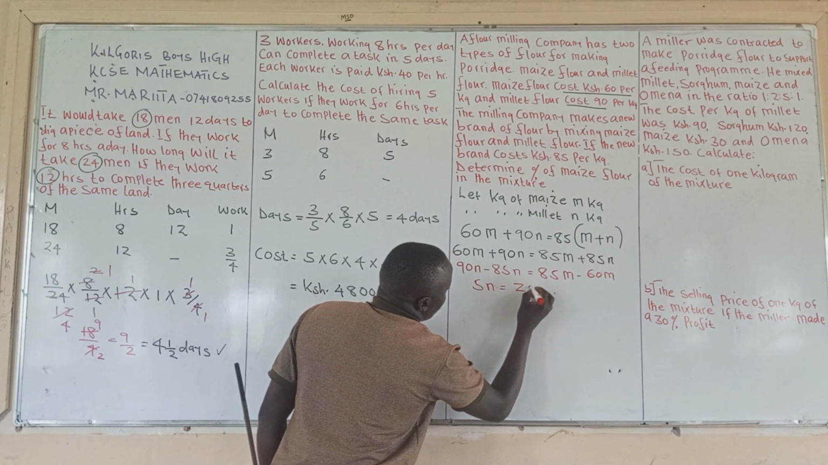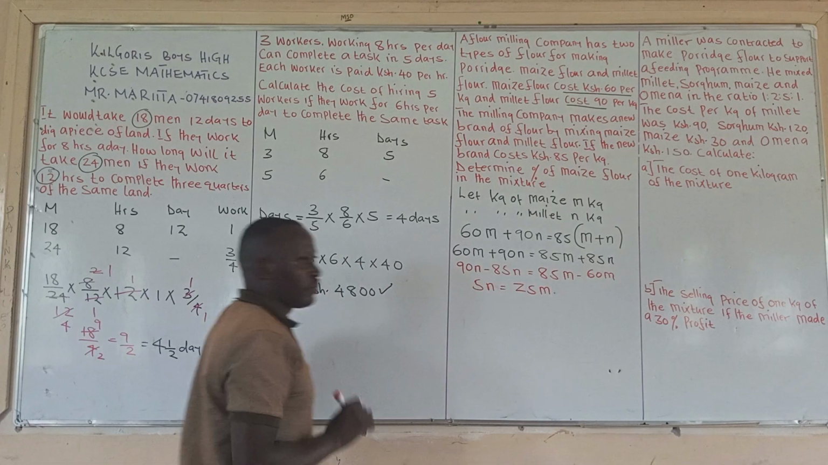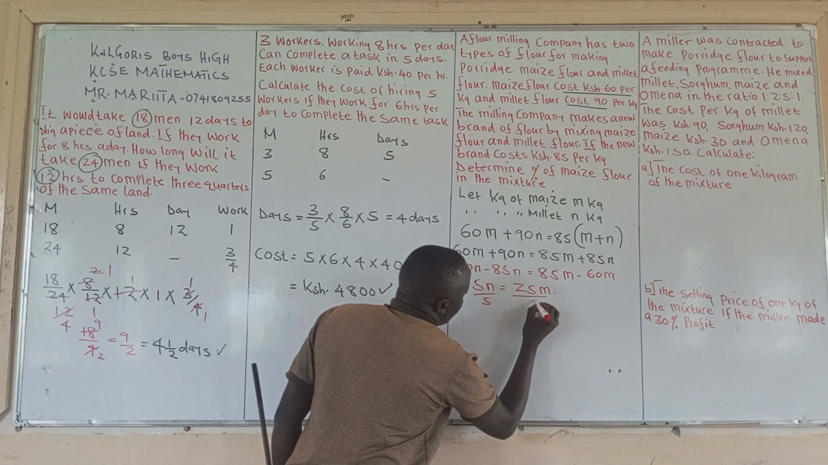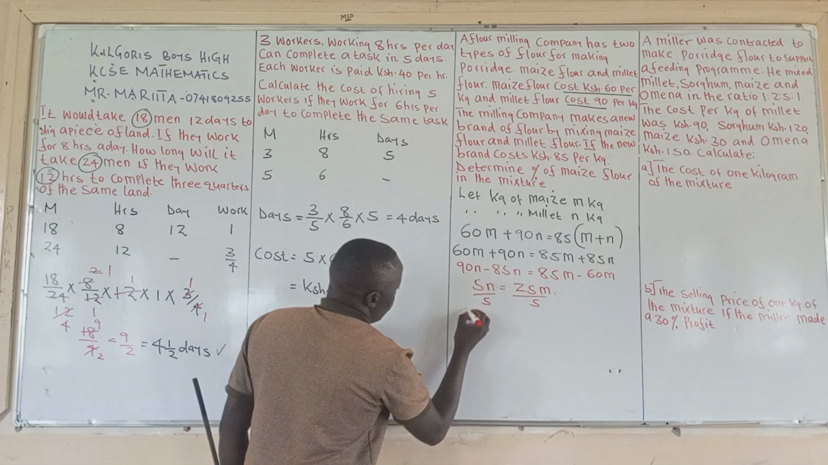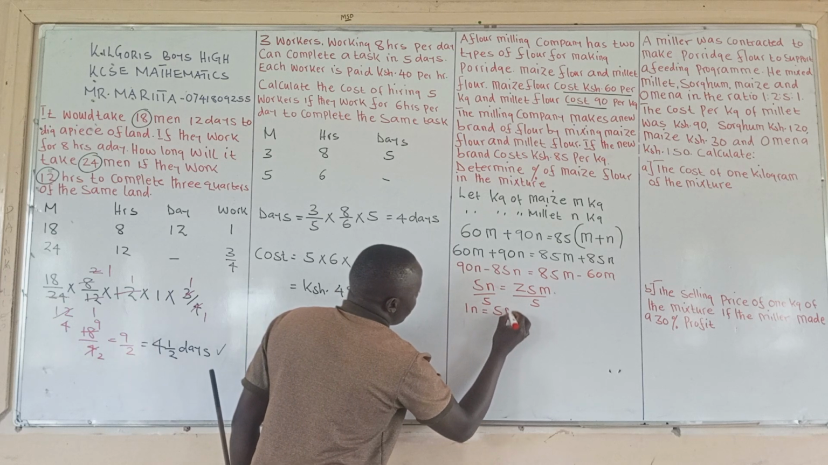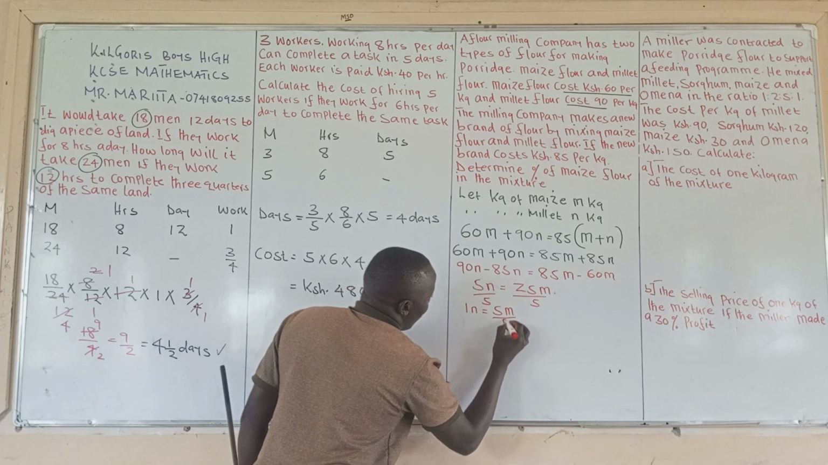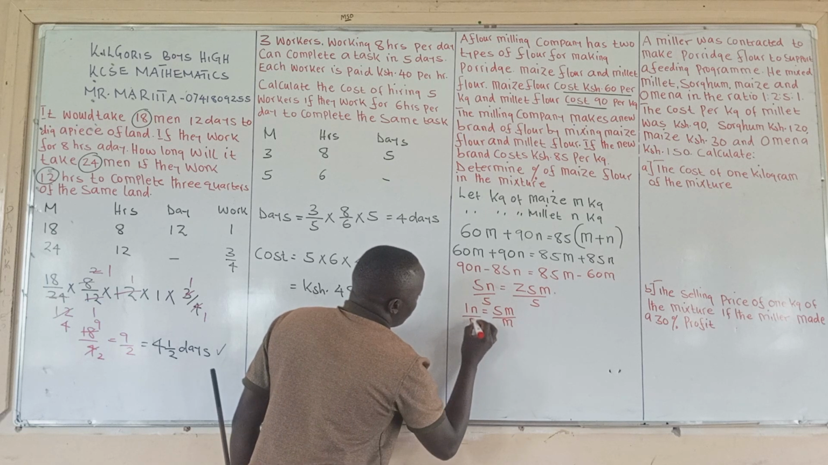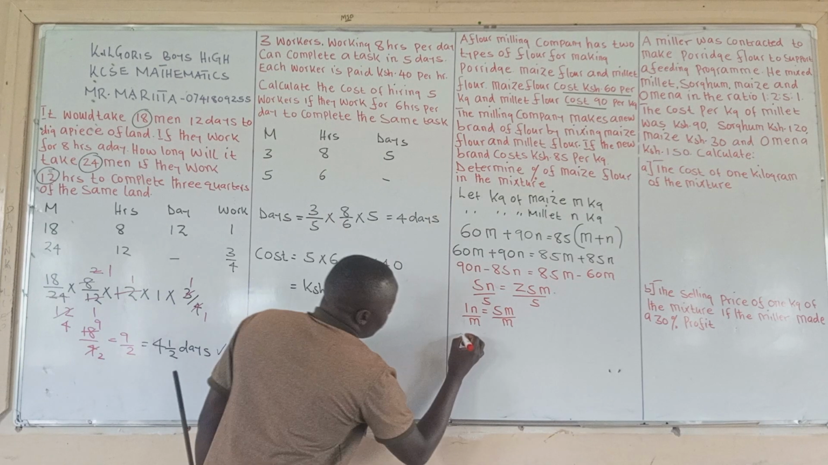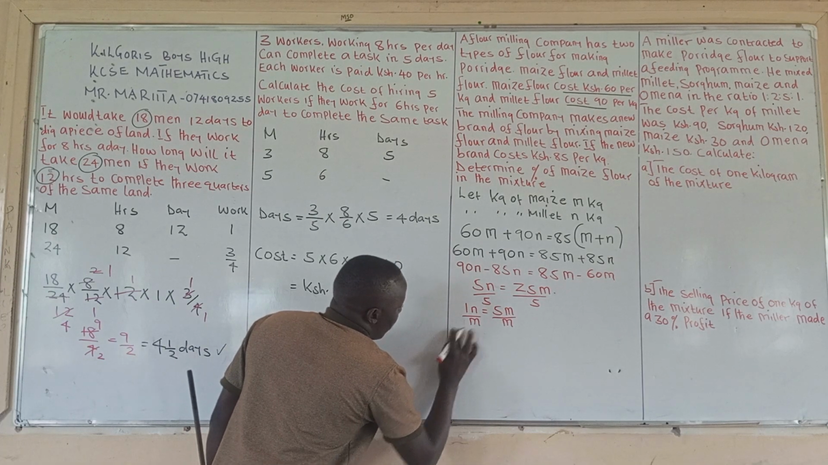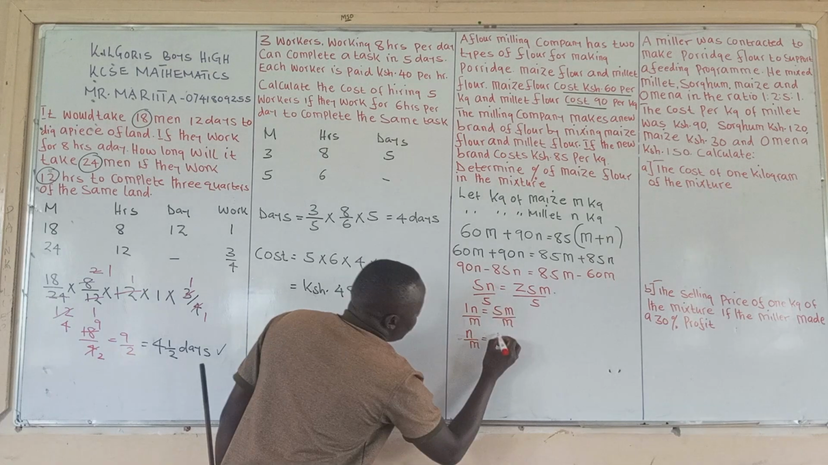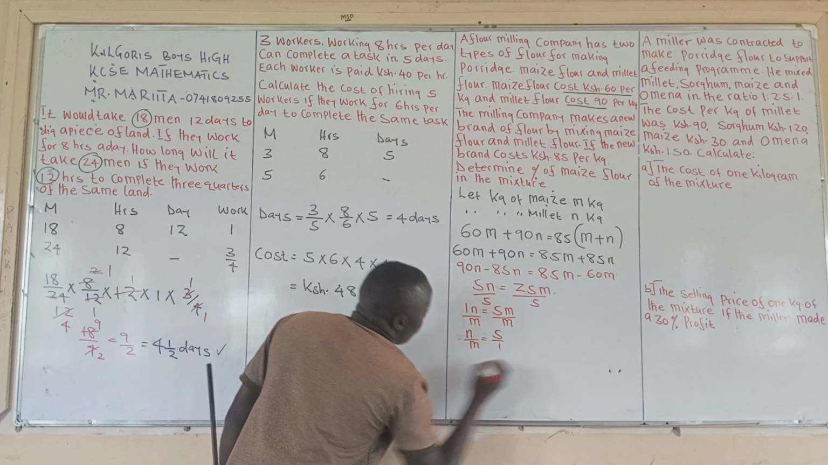is equivalent to 25m. So you divide this by 5 and you divide this by 5, such that we have n equals 5m. Then you divide this by m and divide this by m, then multiply both sides by 1 over 1. We have n over m equivalent to 5 over 1.